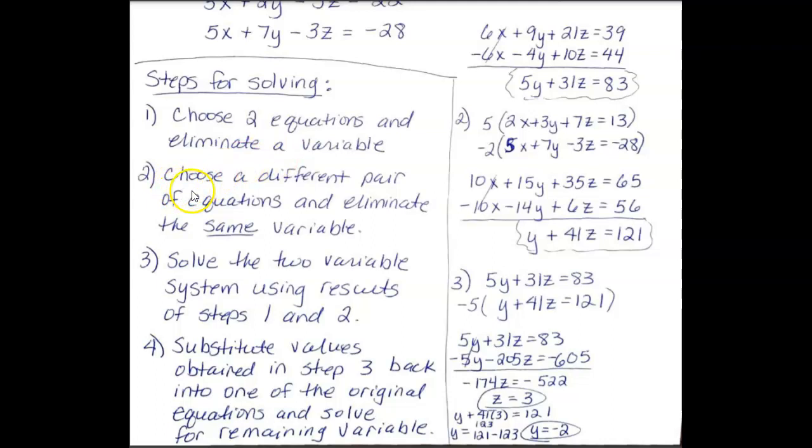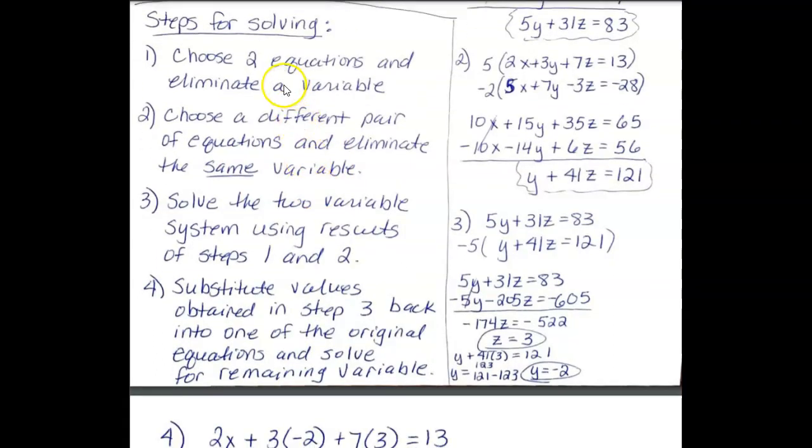Step 2, choose a different pair of equations, so not the same 2 that you used in step 1, but choose a different pair, but eliminate the same variable. So if you chose to eliminate x in step 1, you must eliminate x in step 2. The result of step 1 will be an equation with 2 variables because you've eliminated one. The result of step 2 will be an equation that contains the same 2 variables.